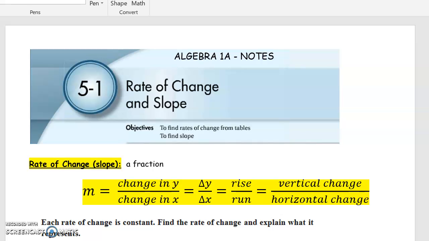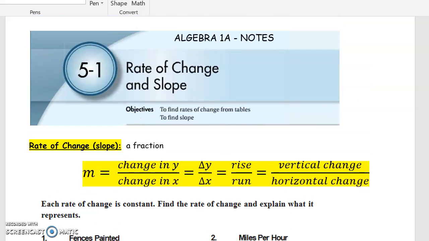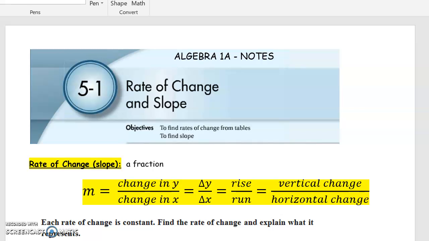Hey guys, so I noticed that we all kind of struggled with yesterday's, or actually Thursday's lesson of rate of change and finding the slope from graphs and from tables. So I thought that a video of me going through the notes and the answer key would help you rather than just looking at the work with no explanation behind it.